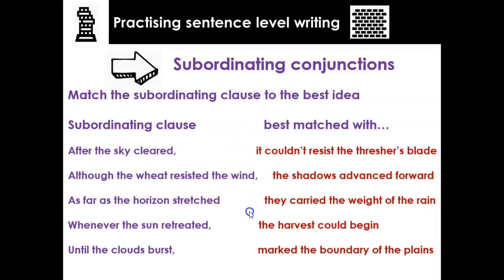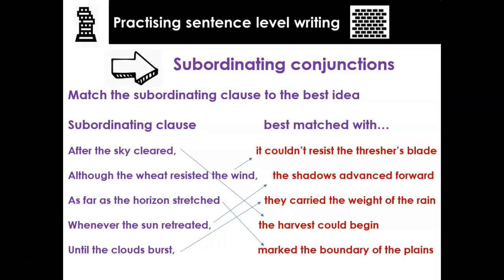So let's have a little look then. After the sky cleared, give yourself a tick if you're right, the harvest could begin. Again, that reminds us that we're talking about mid-September. We got this information last week. We're in Kansas, in the wheat plains. Harvest begins in mid-September, and we would assume that you need a clear day to harvest. So after the sky cleared, the harvest could begin. Brilliant. Although the wheat resisted the wind, there you go, it couldn't resist the thresher's blade.